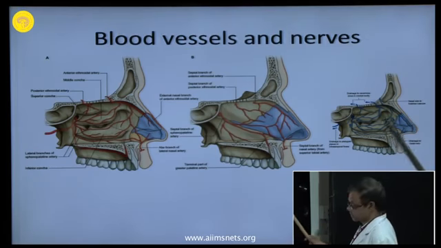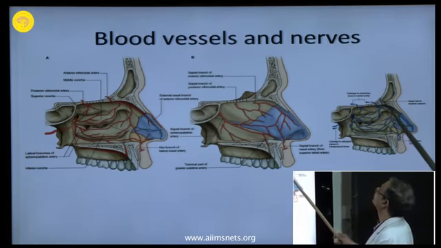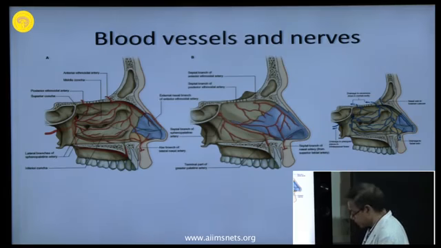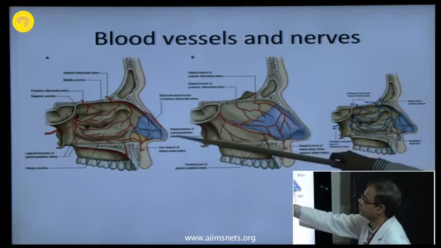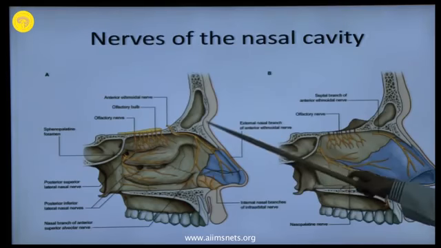The upper part drains into the branches of the meningeal veins, and this is highly vascular tissue. Sometimes, because of intractable bleeding in the nose, you have to approach the sphenopalatine artery for ligation. Innervation of the nasal cavity is very important.